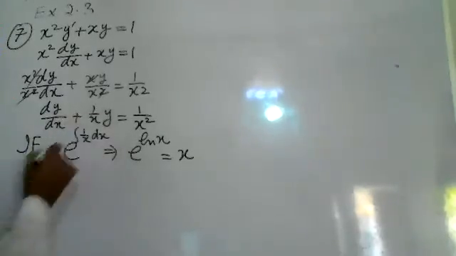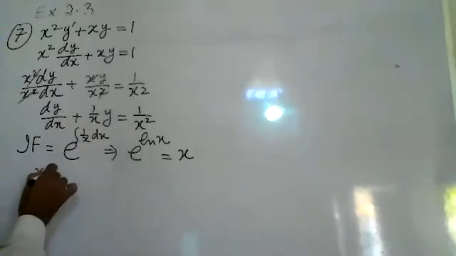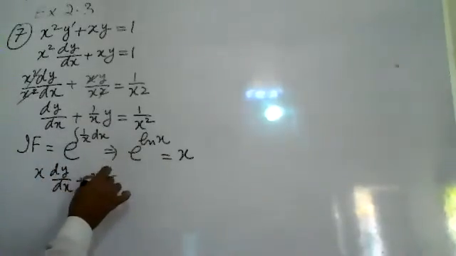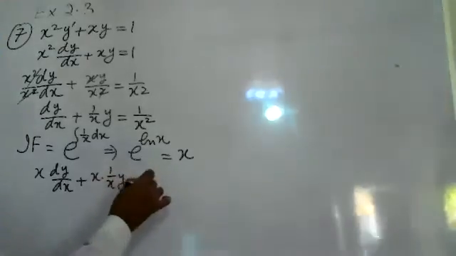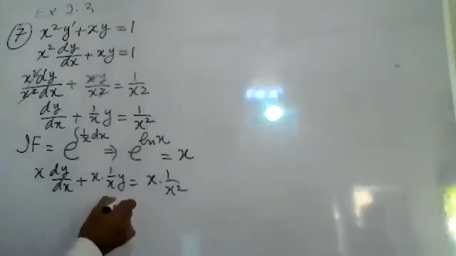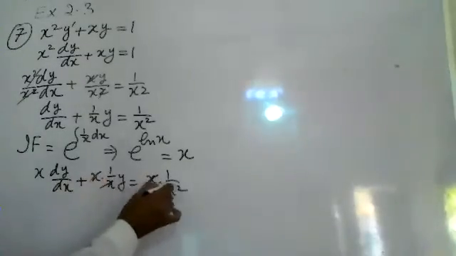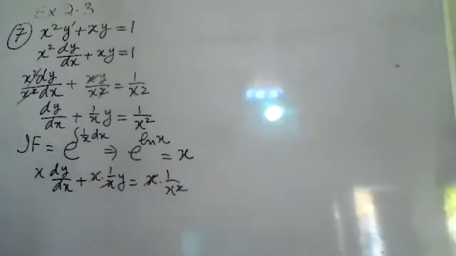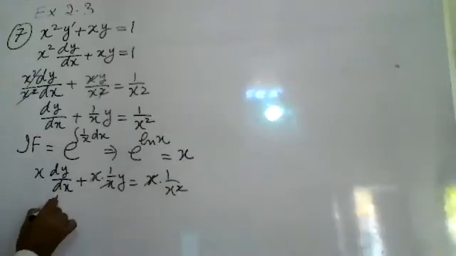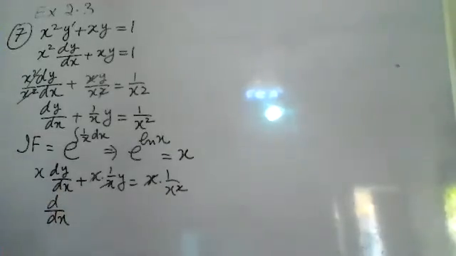So we will multiply the whole equation by x. It will become x dy upon dx plus x into 1 over xy is equal to x into 1 over x square. After multiplying by the integrating factor, we will take the whole derivative. This is the derivative of integrating factor into y.